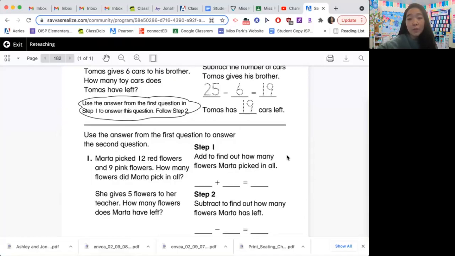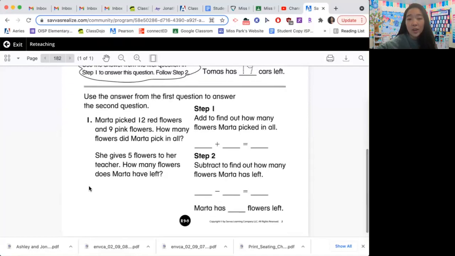Use the answer from the first question to answer the second question. Ready? Martha picked 12 red flowers and 9 pink flowers. How many flowers did Martha pick in all? The first thing we need to do for this one, guys, is add. We're going to add to find out how many flowers Martha picked in all. What is 12 plus 9, boys and girls? If you're not sure, line up your numbers. Let's add up the ones first. What is 9 plus 2? 9, 10, 11.